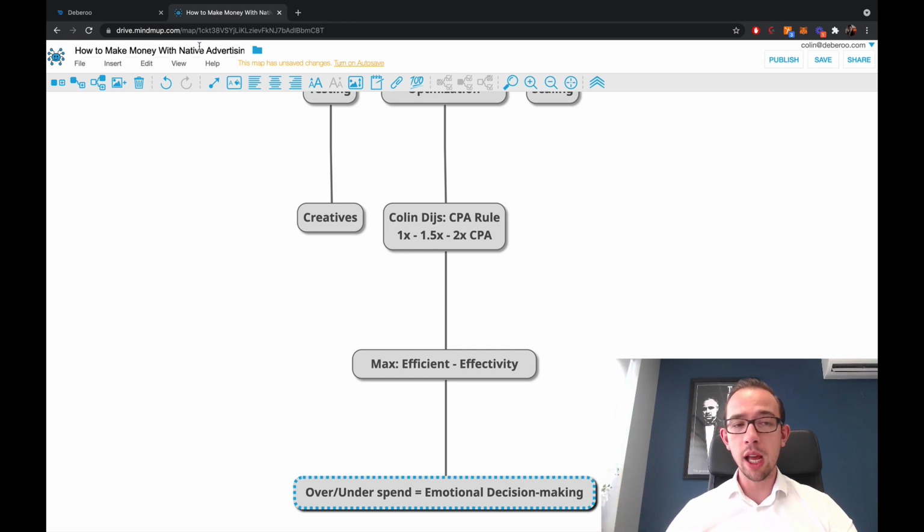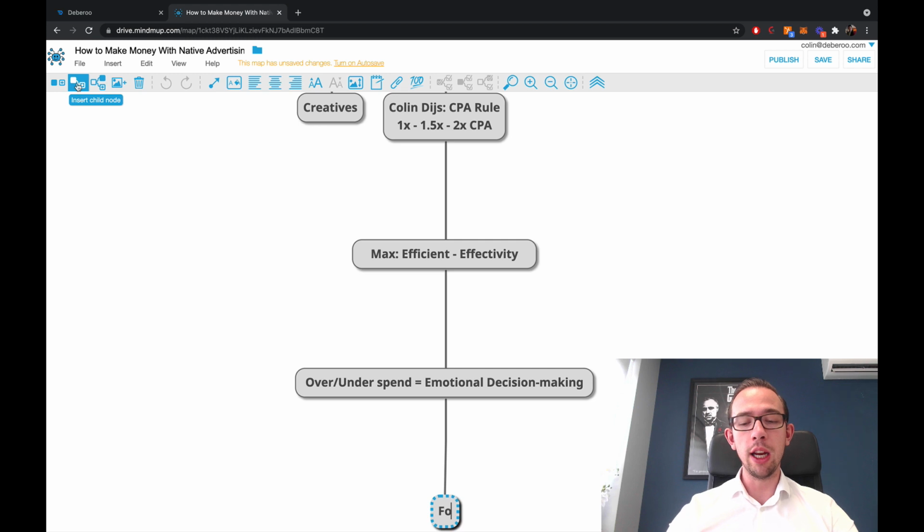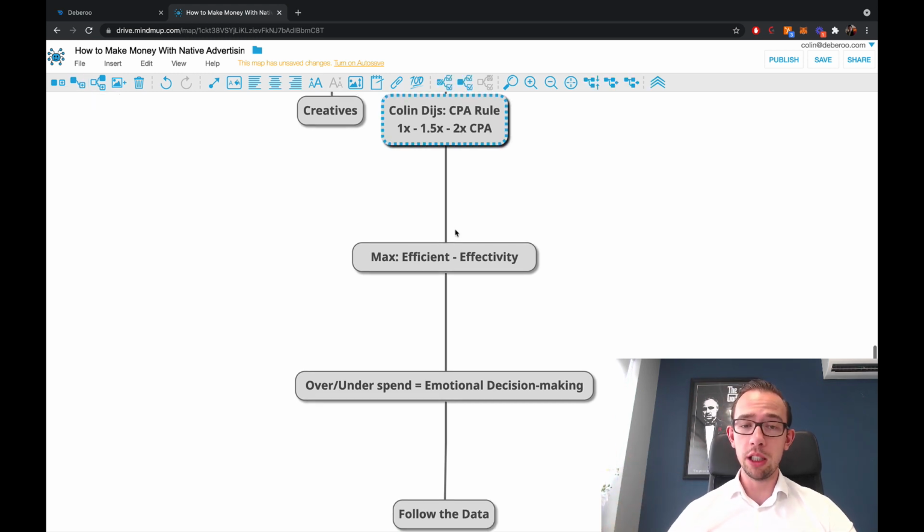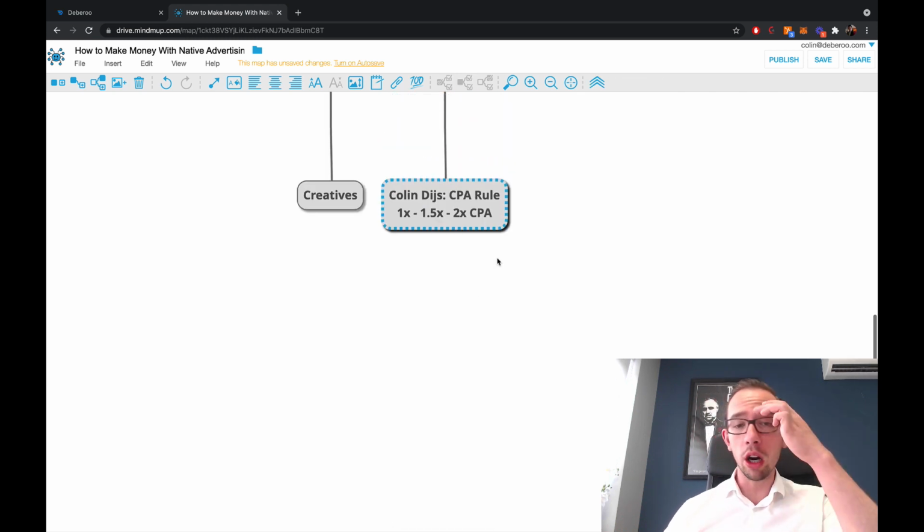So what we say is always follow the data, right? You're buying this data with the intent to use it, but you don't. You make your decisions based on emotions. If you follow the data and therefore apply the CPA rule, you cannot go wrong, right? Okay, now the question is, what should I use? I recommend most beginners to use 1-time CPA.